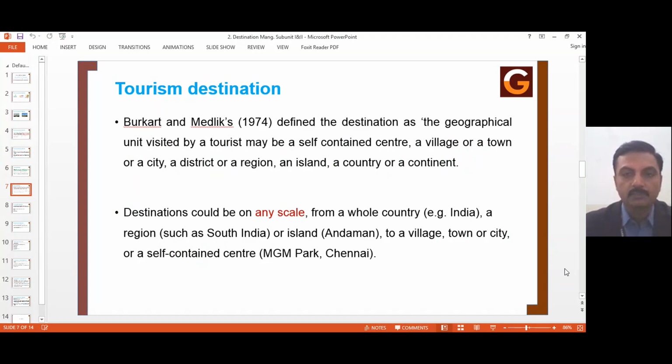It may be a village, it may be a part of the country also, when we say that we are traveling southern India for tourism purposes. So we are covering different states in South India, visiting different tourism destinations. Sometimes international tourists may say that they are traveling to India as a tourism destination. So here the entire country is being branded, marketed or promoted as a tourism destination. So we see that there are different scales in tourism destinations from smallest to largest.